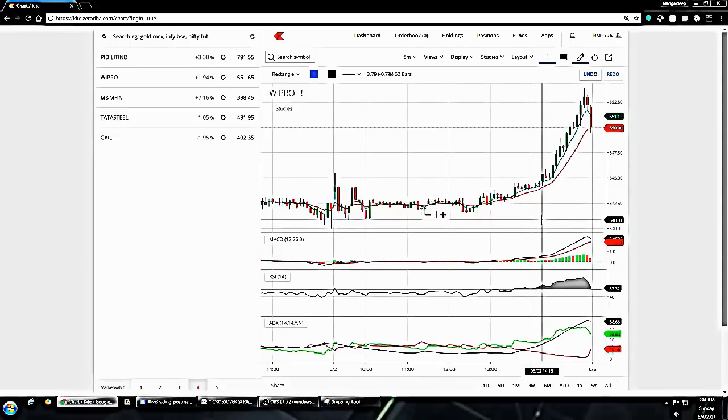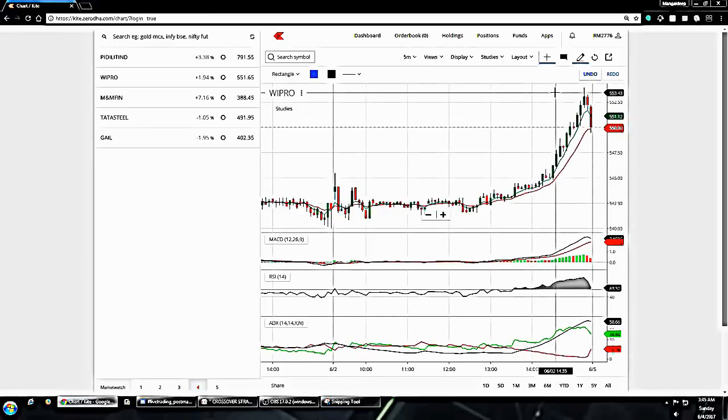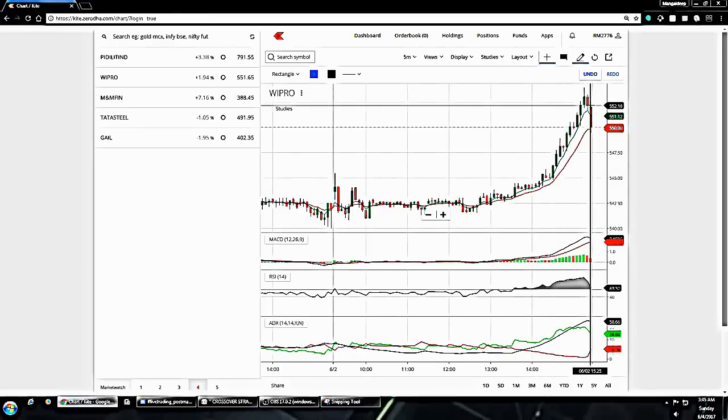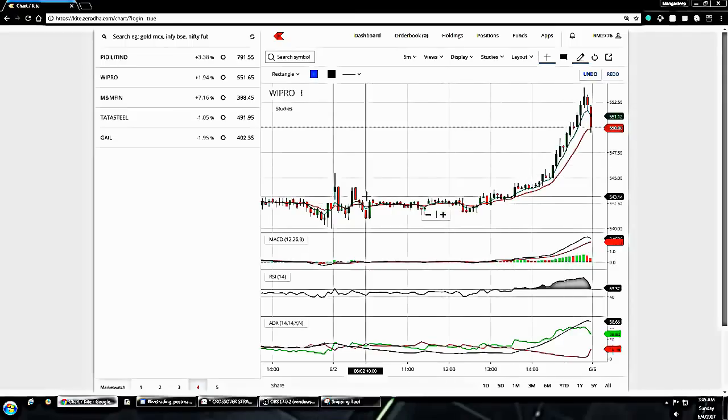Okay, so we go long at around 545.39, let's say 546, and we stay all the way till here till we get this red candle. Okay, and we exit our positions at 551.78. Okay, so this is the second example.